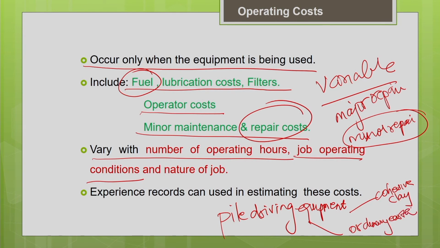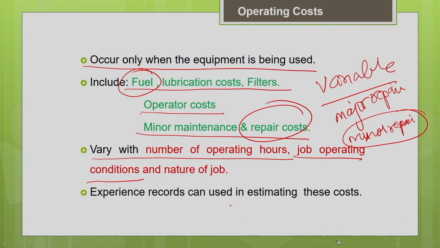Obviously, the one which is working in the cohesive clay will incur more operating cost. Its wear and tear will be more, power consumption will be more, fuel consumption will be more and the repair cost will be more. So like this we can give a number of examples. So basically, the operating cost depends upon the nature of the job also. It depends upon for what job you are using the particular equipment.